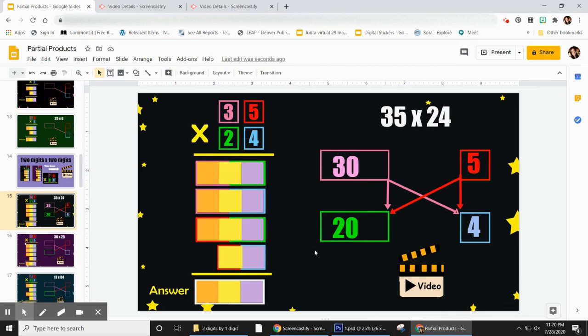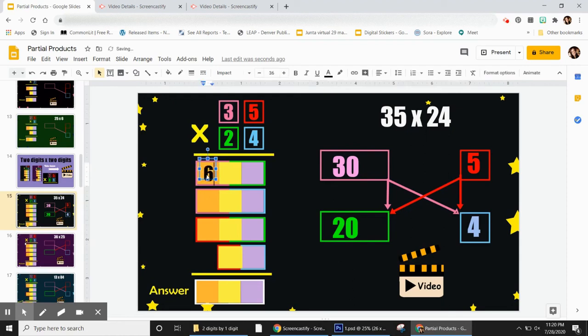Now put those zeros back in. How many were there? 1, 2 zeros. So your answer is 6 and a 0 and a 0. 30 times 20 is 600. Here's my 6. Put the zeros back in. Super easy.